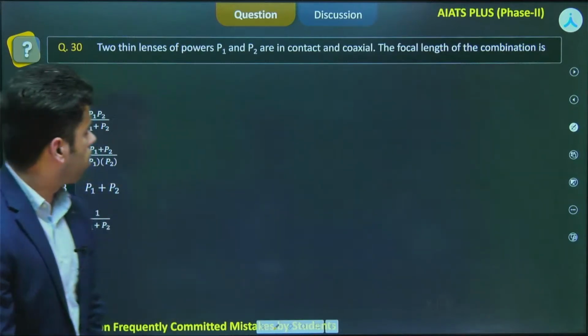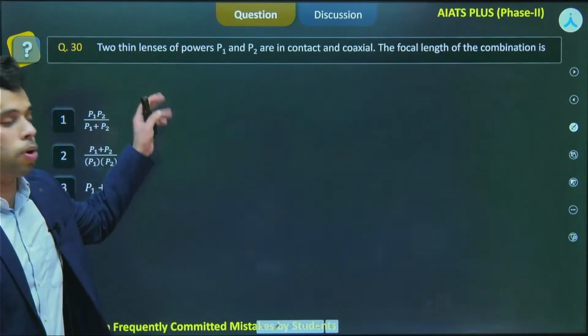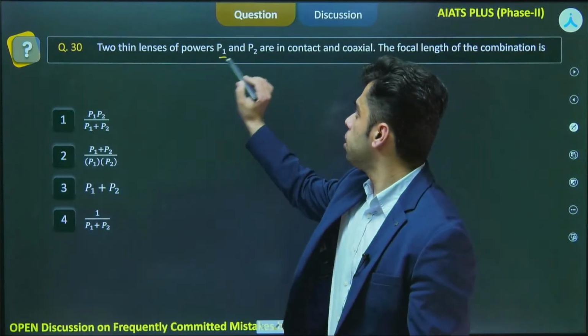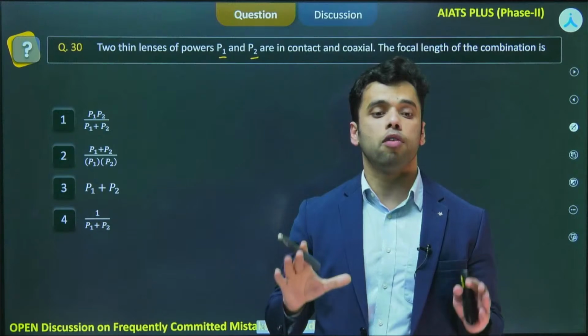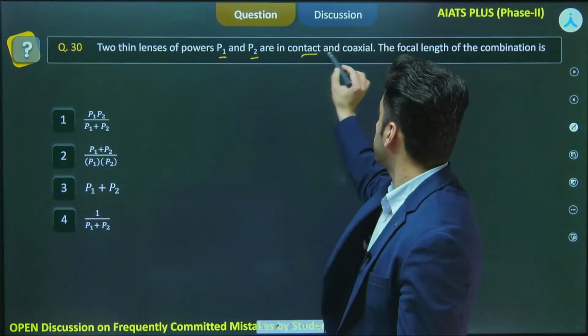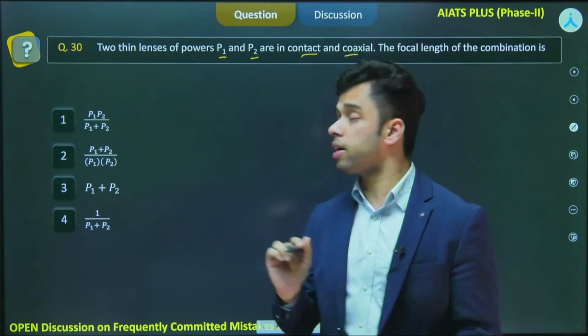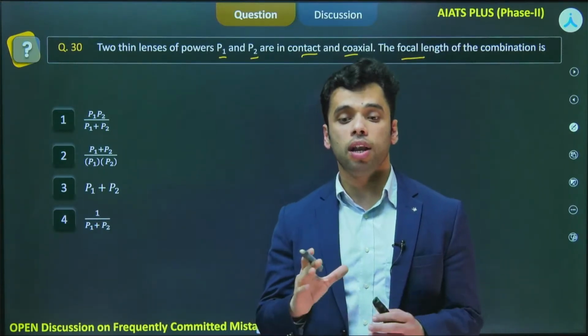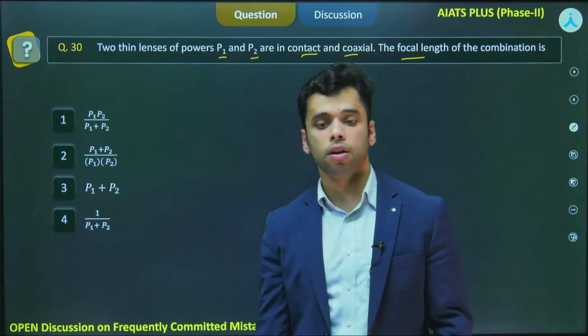So this is the problem right in front of you. Let me go through the problem. It says that two thin lenses of power P1 and P2 are in contact and coaxial, placed along the same axis. The focal length of the combination is, so you need to find the focal length of the combination.